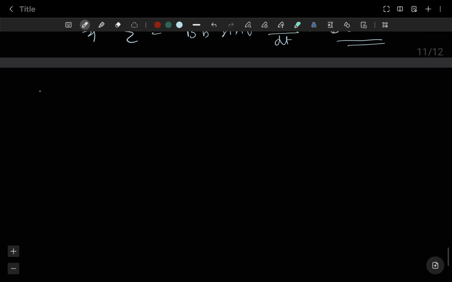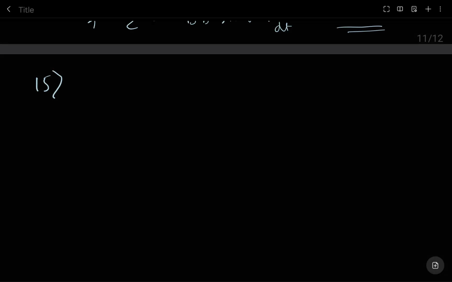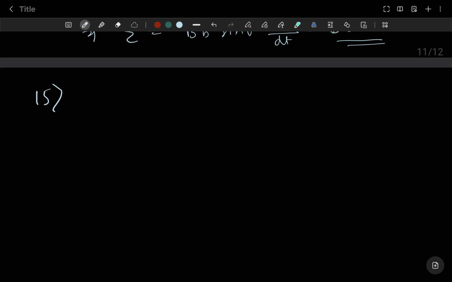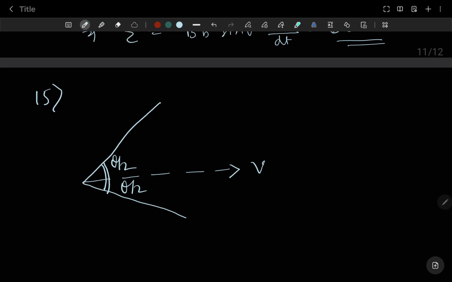Now question 15, again a very important question, CFQ. A conducting rod has been bent like this, and it is moving along the angle bisector with velocity v. So this total angle is theta. So this angle is theta by 2 and this is theta by 2. The total angle is theta.